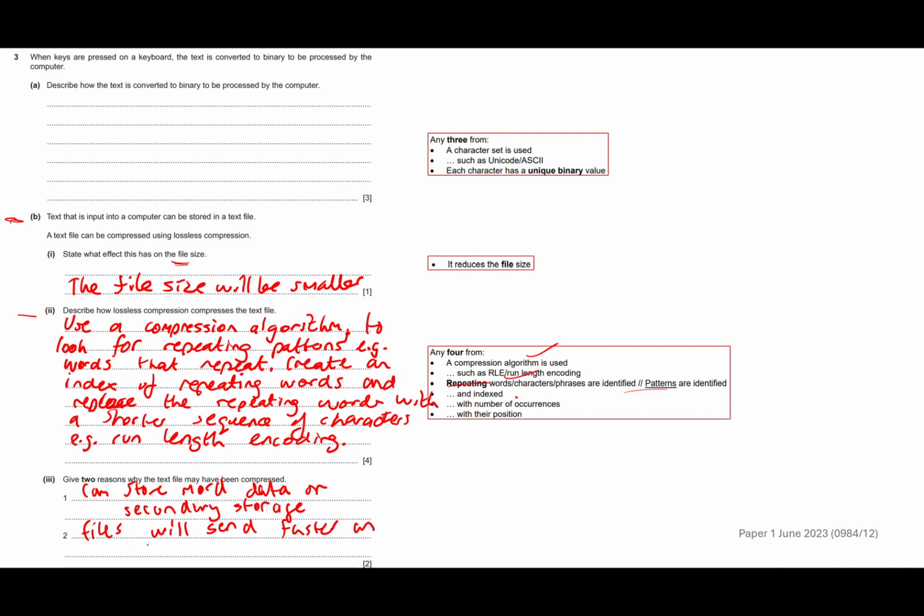as they are smaller. Let's just quickly check out the mark scheme for that. Save on storage space, so we said we can store more data on secondary storage, and we said that they can transmit faster. And there's also other things as well. You can make it small enough to attach to an email, which sometimes you do need to do that. You need to compress things to make them smaller. Or we've got reduced the bandwidth needed to transmit. So if you were using your mobile phone, you would use less mobile phone data as well.